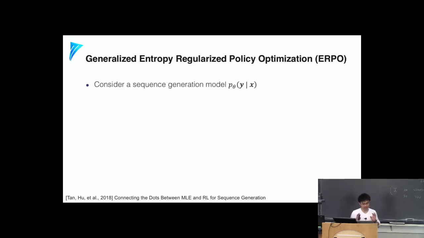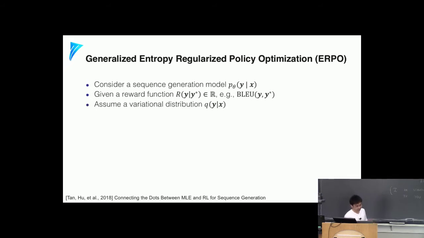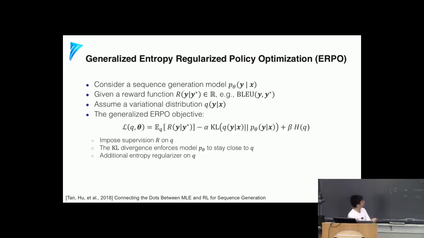Let's take a look at this framework. In general, let's consider a sequence generation model. Given x, we want to generate y, right? And we consider a reward function, which evaluates the quality of a sample against the ground truth y star. This can be a reward function, for example the BLEU score function. And again, we use the variational principle. We assume a variational distribution Q, and we have this objective.